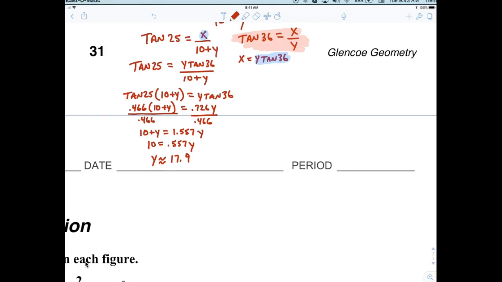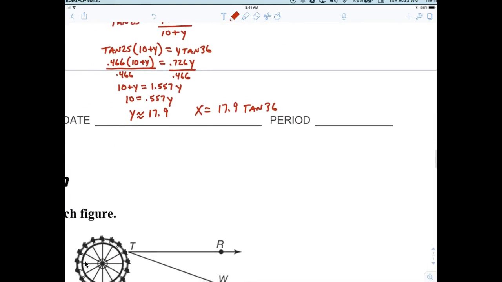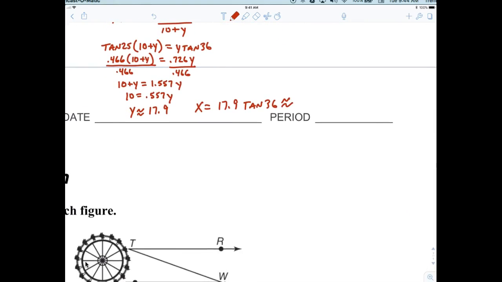What does x equal? X equals 17.9 times the tangent of 36. So you just take your answer and hit times tangent of 36 and tell me what that is. 13. Exactly. All right. Point two, so it's about 13.